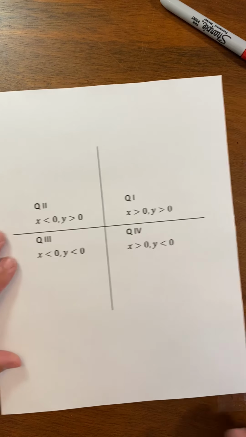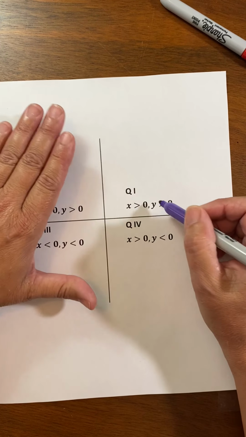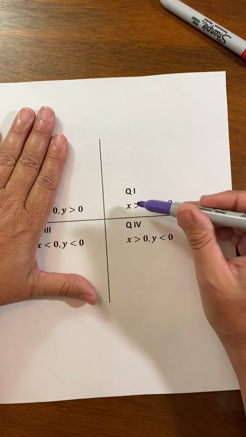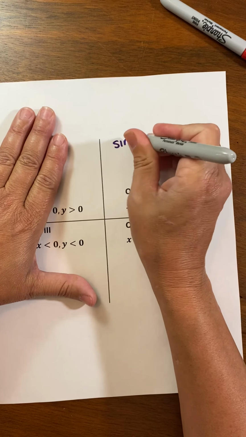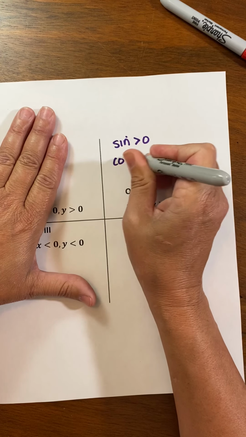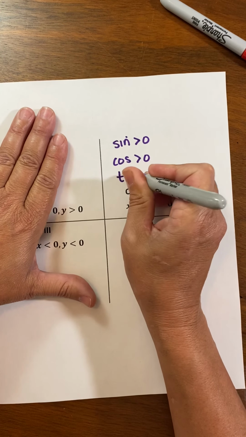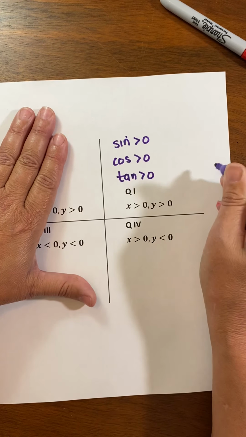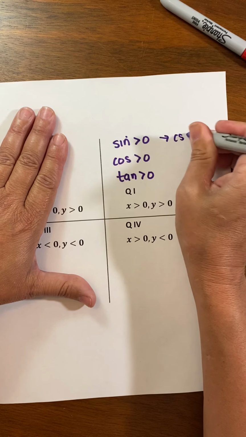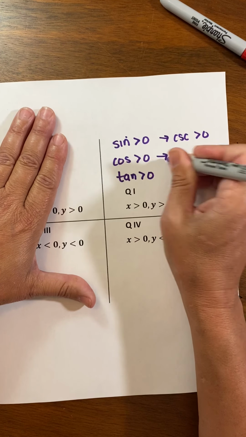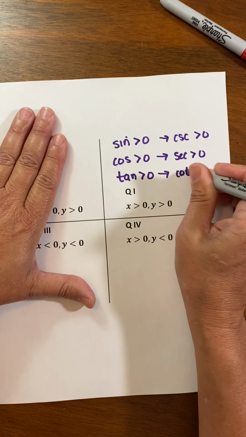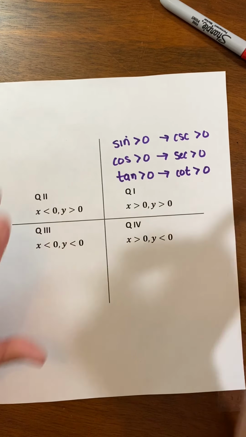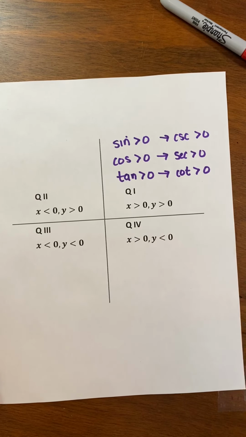All right. If an angle's terminal side lands in quadrant 1, both your x and y coordinates are positive. So in quadrant 1, the sine, the cosine, and the tangent are all positive. If the sine is positive, then the cosecant is positive. If the cosine is positive, then the secant is positive because they're just reciprocals. And so all 6 trig functions are positive in the first quadrant.